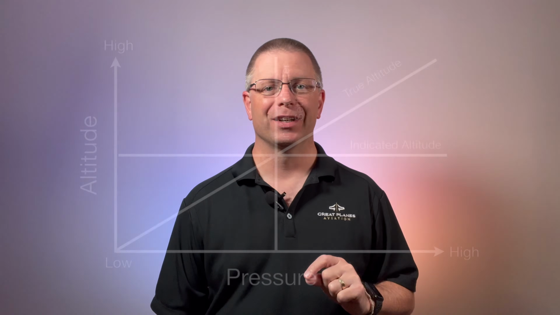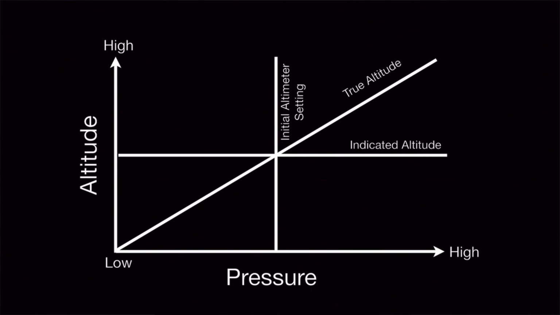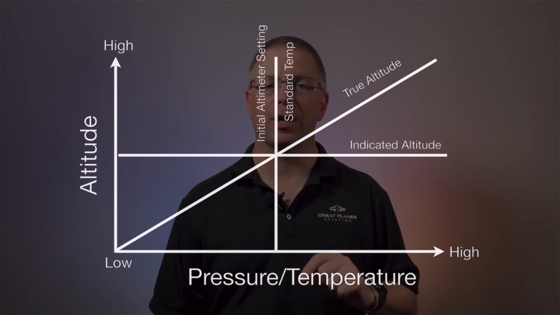Now, what about questions about non-standard temperature? Interestingly, with two very small modifications, this chart can answer those questions as well. First, we'll rename the initial setting line to initial altimeter setting / standard temperature, and then we'll rename the pressure axis to pressure / temperature. Let's use an example to see how this works.